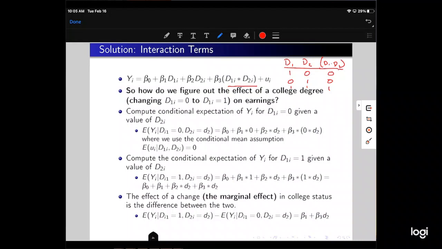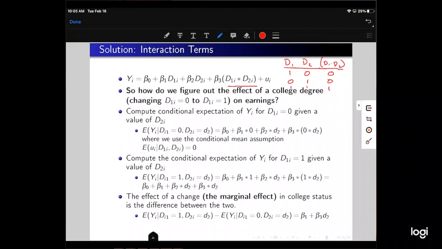So in this case we can't compute a partial derivative, because you can't take a derivative with respect to a variable that's non-continuous like these dummy variables. So we compute the conditional expectation of yi for d1 equals 0 given a value of d2 as follows. So we'll take the expected value of our regression model of our dependent variable conditional on the independent variables taking on certain values. Specifically, d1 takes on the value of 0 and d2 takes on the value of d2. So d2 is going to be any value, 0 or 1.